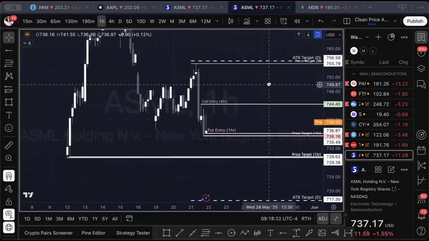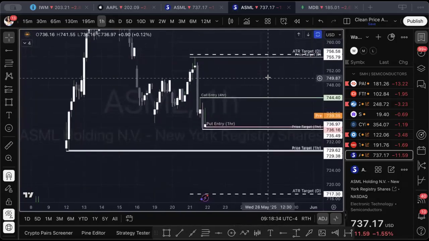So let's talk about our contracts that we should look at. To the upside, we can select anything from in the money all the way to 755. So you can choose any contract to the upside if we do trigger upside, from in the money to 755, and then to the downside, I would say in the money to 720.